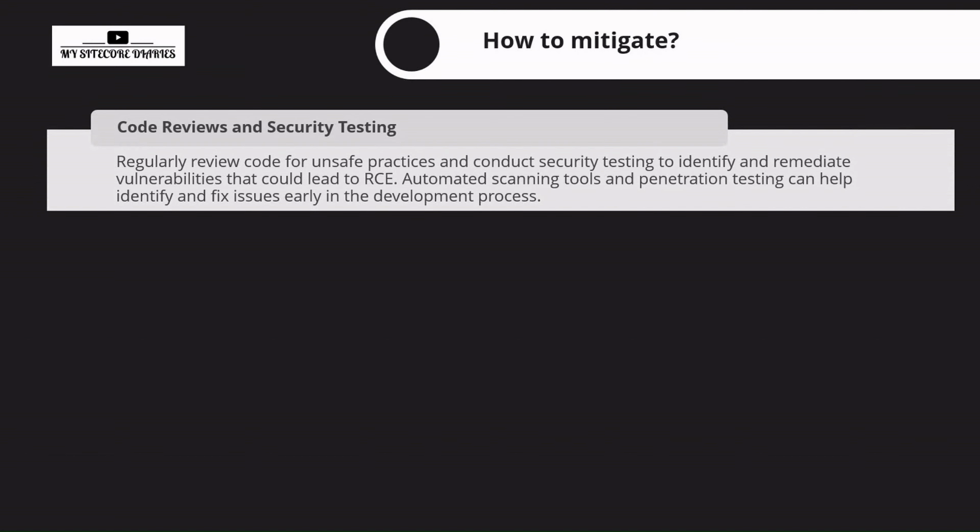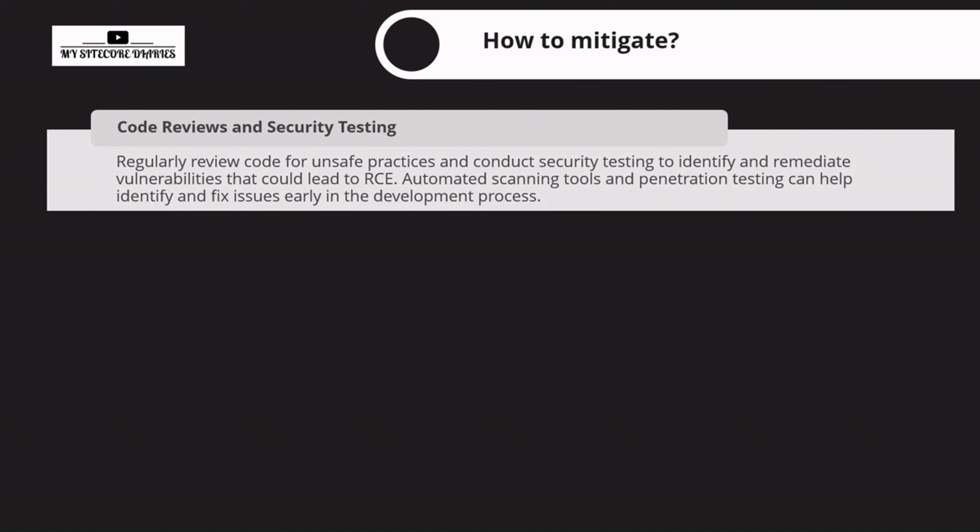Again, this is very important: code reviews and security testing. You need to regularly review your code for unsafe practices and conduct security testing to identify and remediate vulnerabilities that could lead to RCE. Automated scanning tools and penetration testing can help identify and fix issues early in the development process.